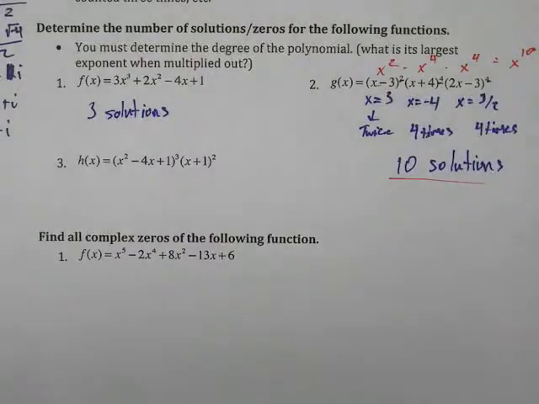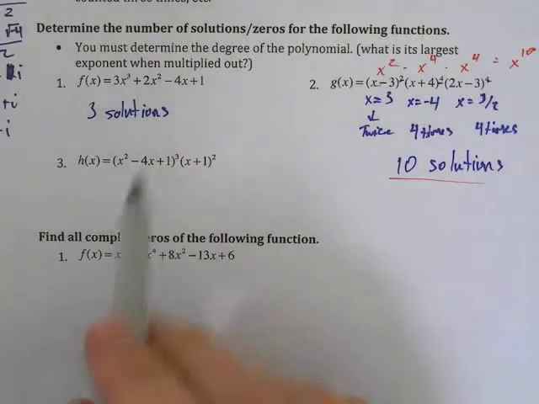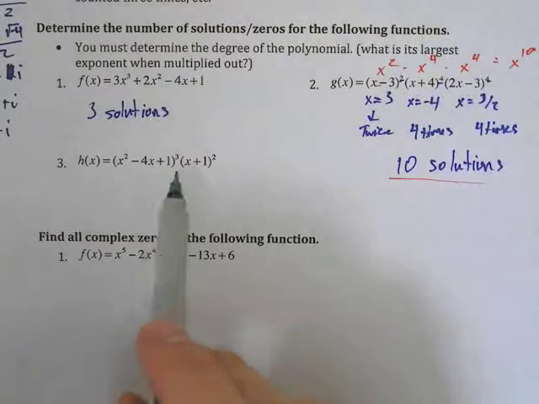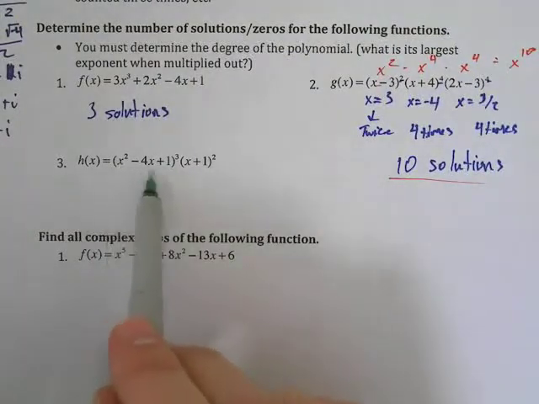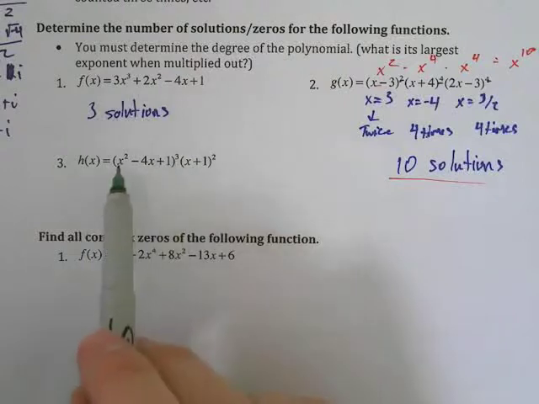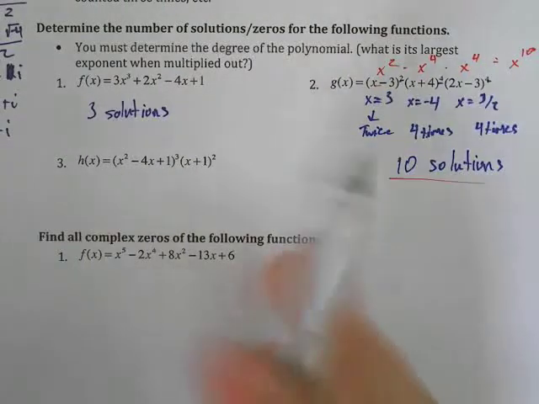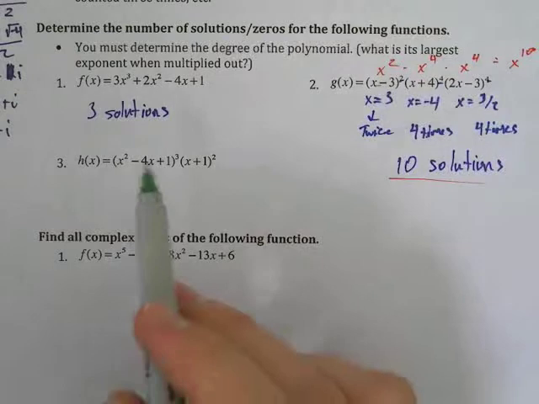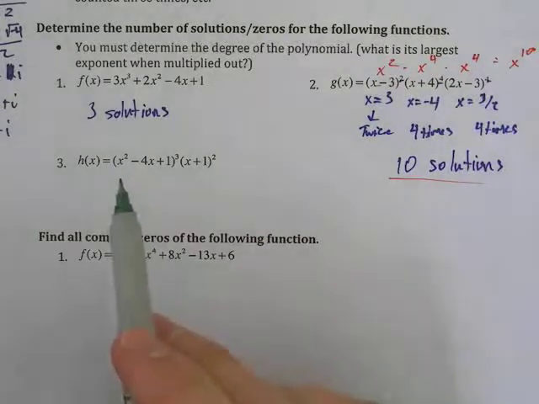All right. So, well, if I multiplied this out, x squared minus 4x plus 1 to the 3rd power, I'd have to do x squared times itself 3 times because it's to the 3rd power. So x squared times x squared times x squared. That would give me an x to the 6th.